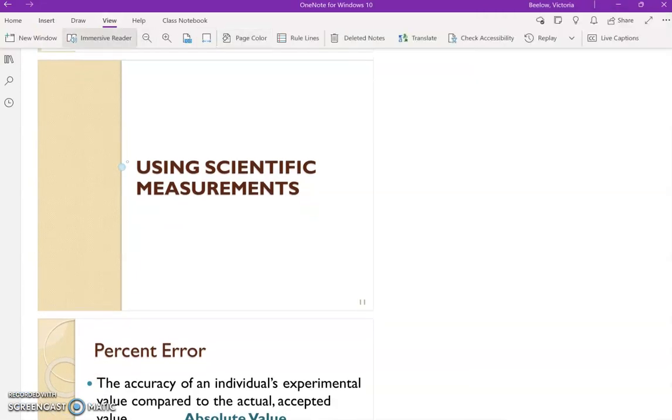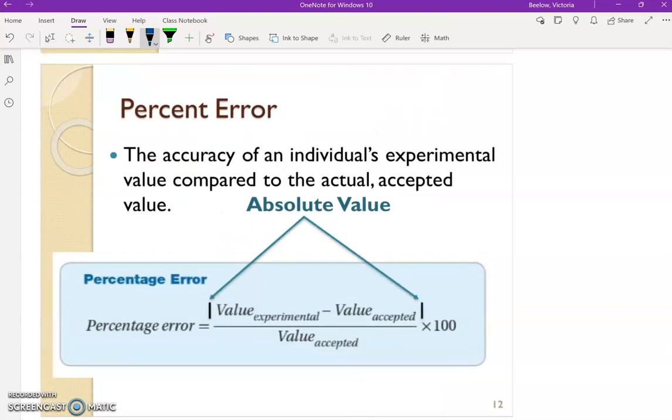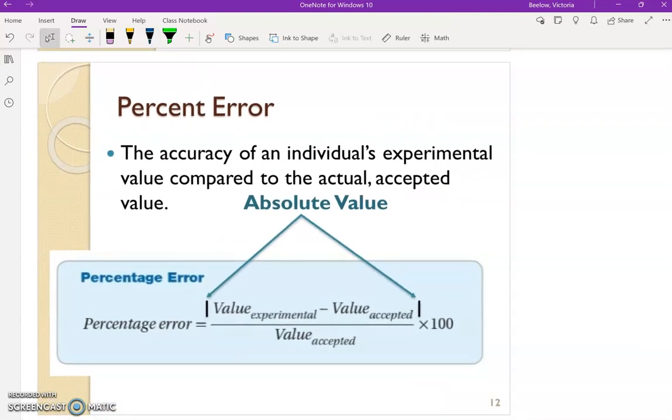In this video I'm going to be going over slides 11 through 22 in your chapter 2 notes, which will involve scientific measurements. Two things that we're going to be focusing on a lot are significant figures and scientific notation. But before we get to that, I want to talk a little bit about percent error. This is something that you're going to be using a lot in labs.